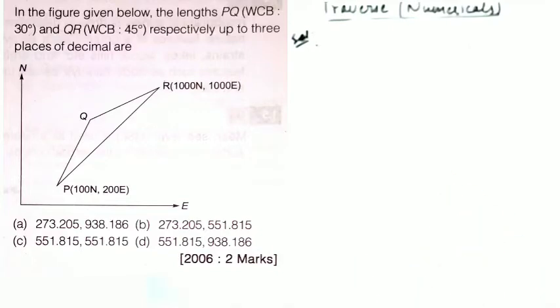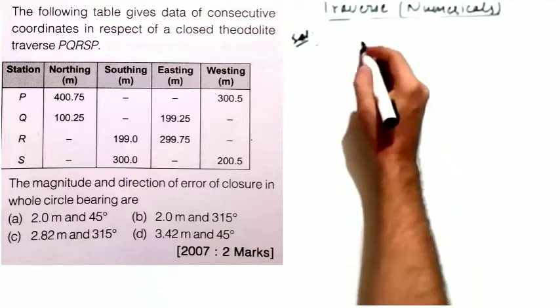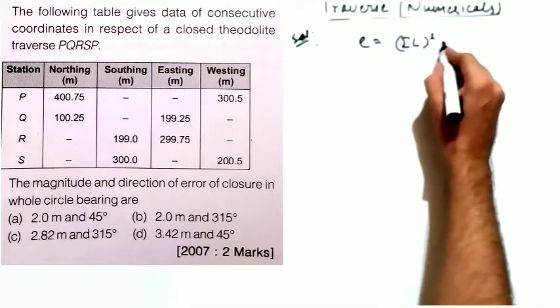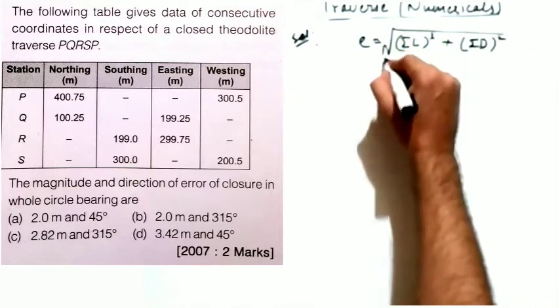The next question says that the following table gives data of consecutive coordinates in respect of closed theodolite traverse PQRSP. Now you have to calculate the direction and magnitude of error of closure. I already told you what the closure error is. It is calculated using this formula. This will give you the magnitude.